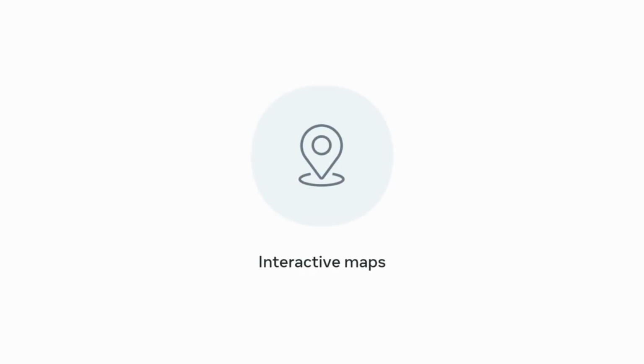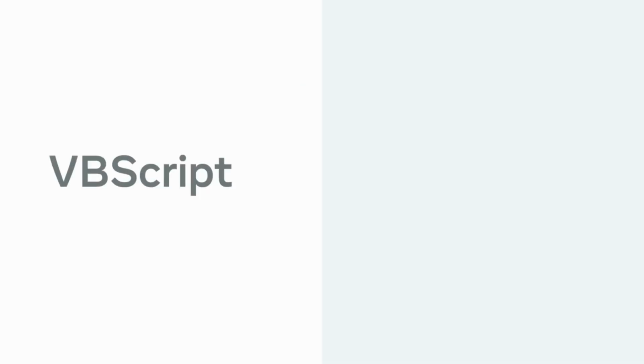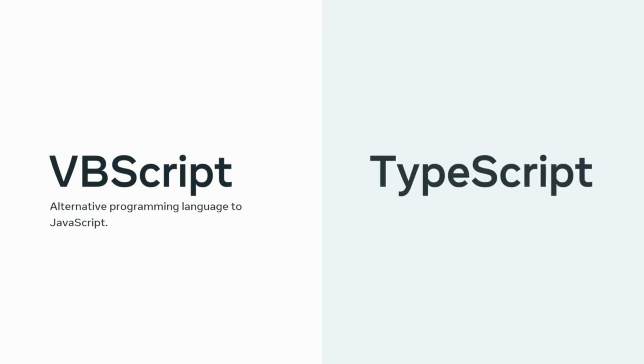Using JavaScript, updates are displayed in real time on our devices. Some common examples include interactive maps and client-side form validation. Over the years, there have been some alternatives to JavaScript, such as VBScript and more recently, TypeScript. But even TypeScript compiles down to JavaScript, so browsers can understand it.